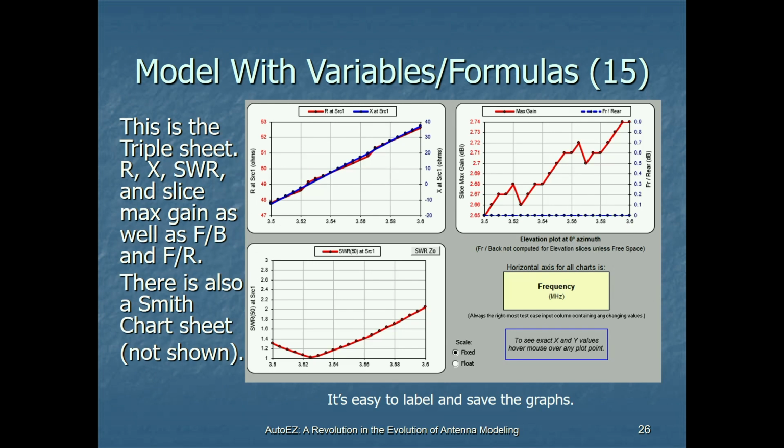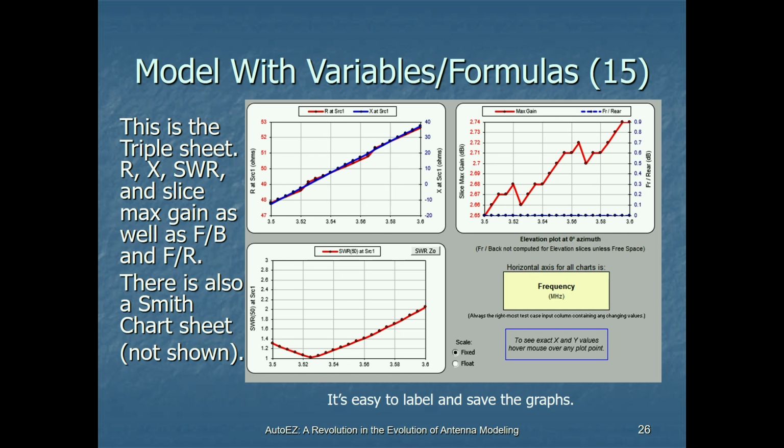Okay, another sheet, another tab, is the triple sheet. And here there are 3 separate graphs, hence the name triple. The one in the upper left is the R, or the resistance and reactance at the first source. Now, a model might have many sources. The inverted V has 1. So we don't have to worry about which source we're talking about. But if we had more than one source, you could pick which one you want to investigate. But that shows the R and the X.